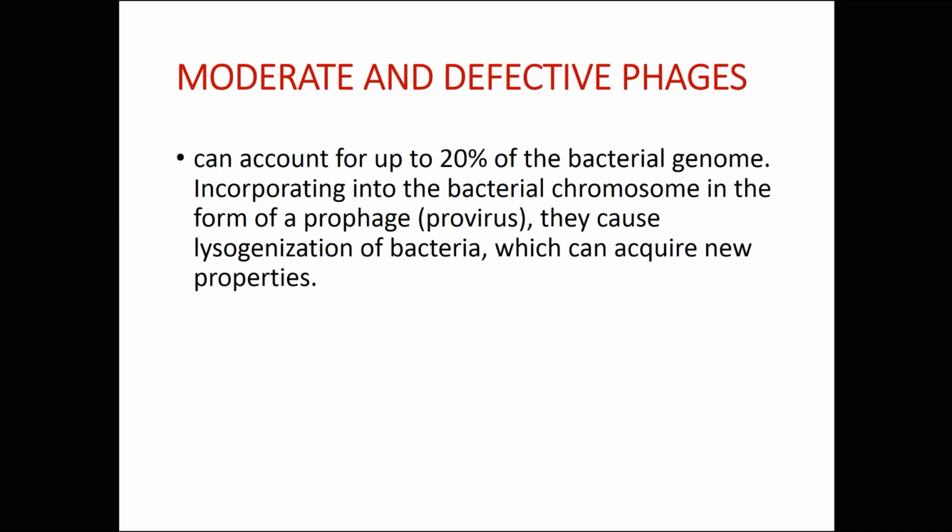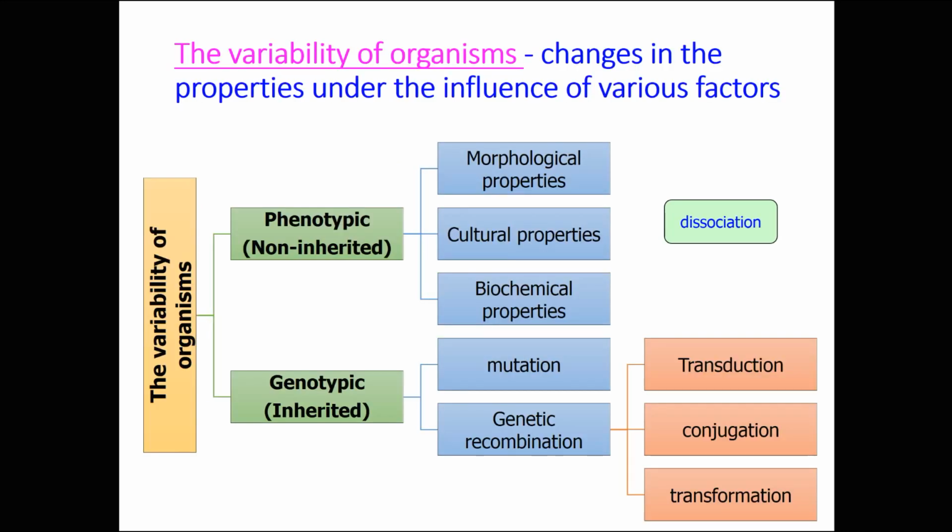Moderate and defective phage can account for up to 20% of the bacterial genome, incorporating in the bacterial chromosome in the form of prophage, which then cause lysogenization of bacteria, which can acquire new properties.